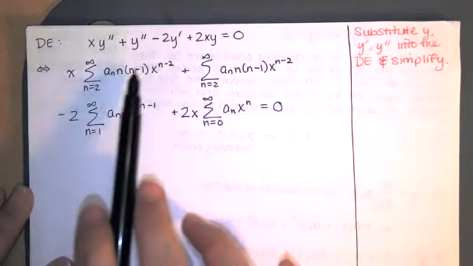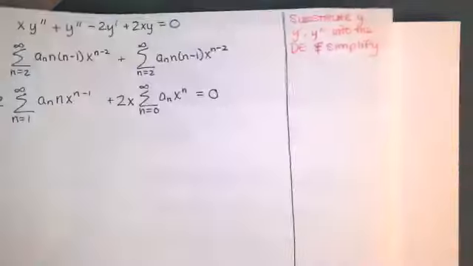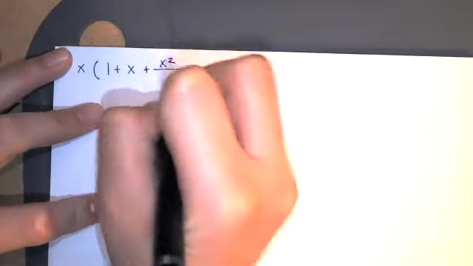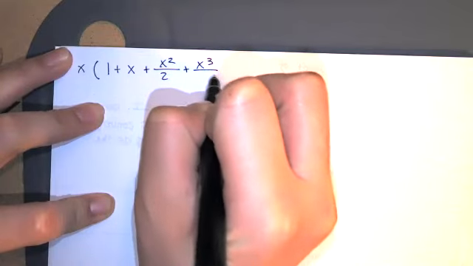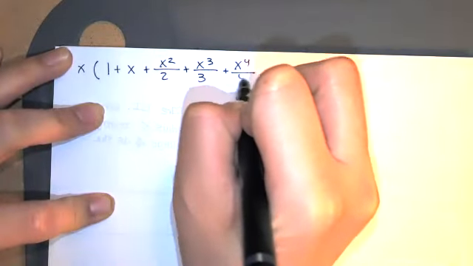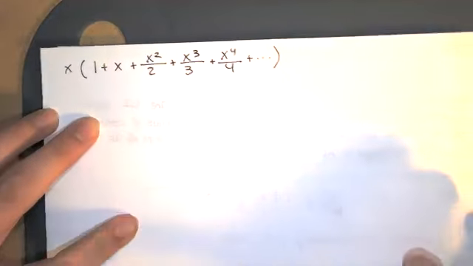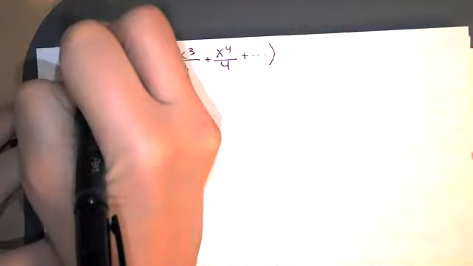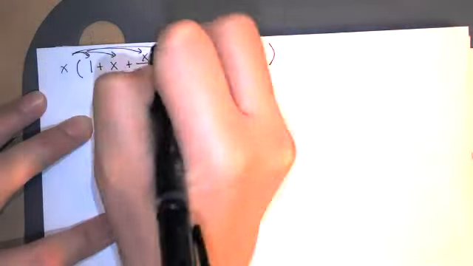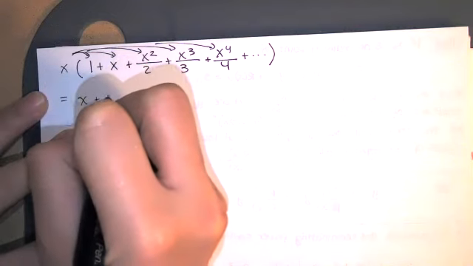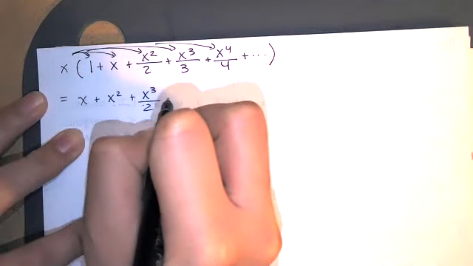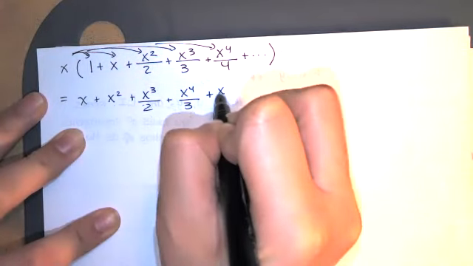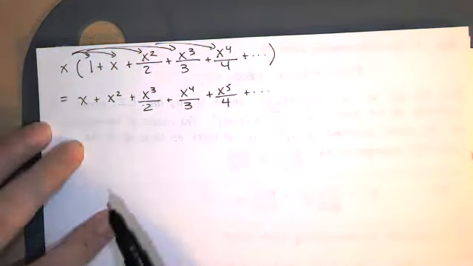But remember, you want to think of this as an infinitely long polynomial. Let's say you've got x times an infinite series that looks like this. Well, if I was taking an infinite series and I was just multiplying it by x, all I would do is distribute that x to every term. So that would give me an x plus x squared plus x cubed over 2 plus x to the 4th over 3 plus x to the 5th over 4, and so on.